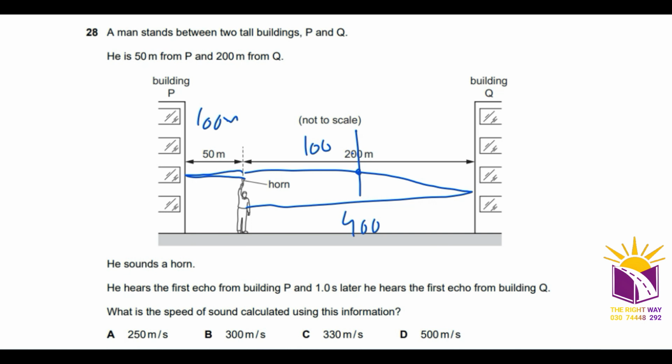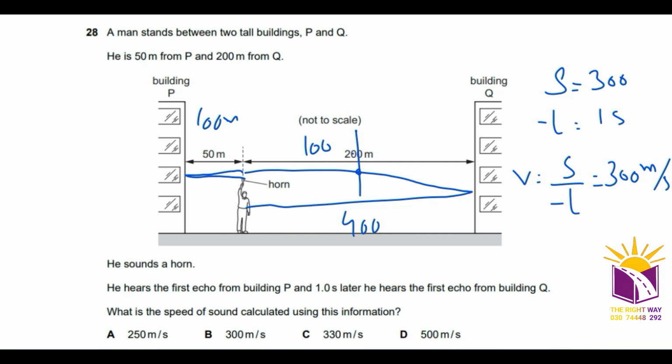So now our wave has to travel 300 more meters. The distance traveled after the first echo is 300 meters, and the time for this 300 meters is 1 second, because the difference in time between the first echo and the second echo is 1 second. So velocity is equal to distance divided by time, which is 300 divided by 1. So it is 300 meters per second. So B is the right option.